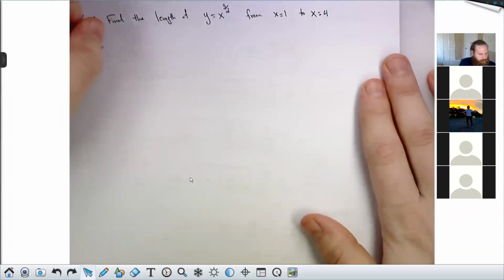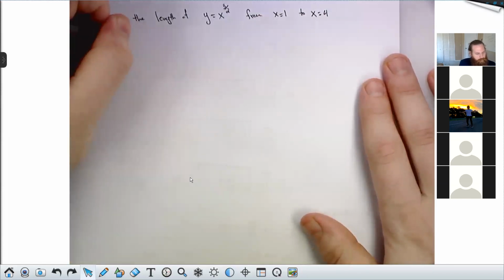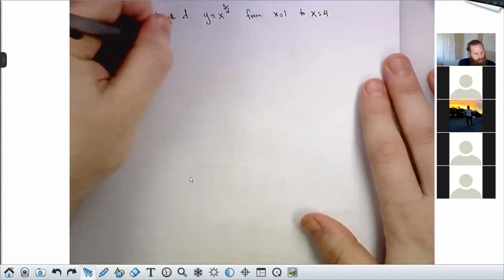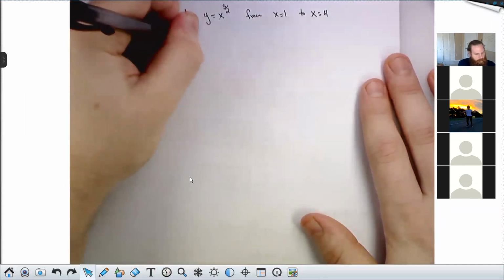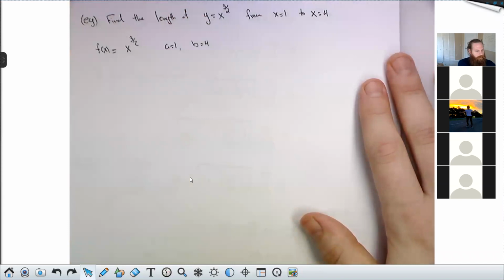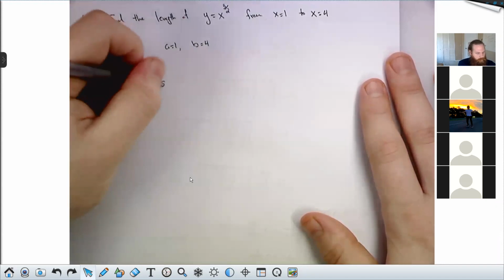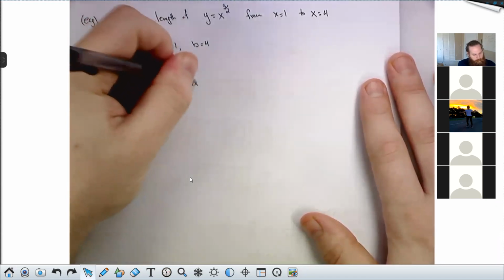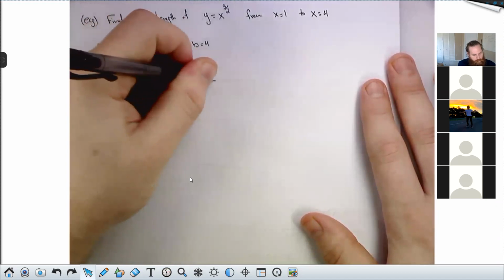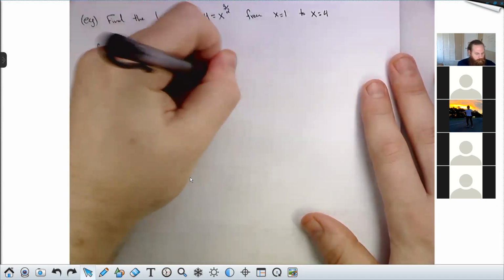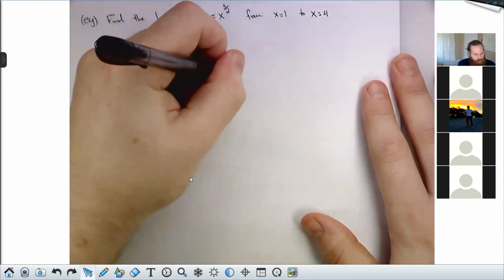So f of x here is x to the 3/2. A is 1 and b is 4. So my arc length formula requires the derivative here. So I'll calculate f primed. That's 3/2 x to the 3/2 minus 1 is 1/2. So f primed all squared is 9/4. x to the 1/2 squared is just x.